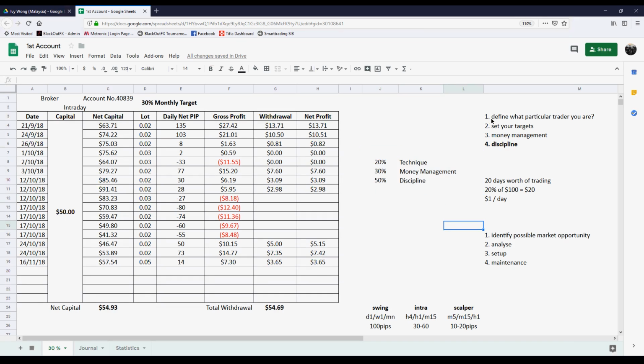So the most important thing that I usually share with most of the people, the friends and families, or whoever is learning from me, there are four things that I always say to them. The most important thing is you need to know who you are. You need to define what particular trader you are, because this is the most important thing as a trader.